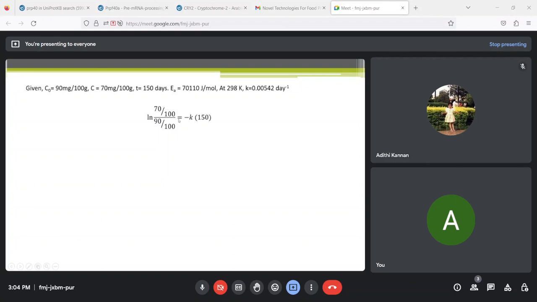So in order to calculate K, we are substituting all the other known values. So ln of 70 by 100, which is your C, divided by 90 by 100, which is your C0, is equal to minus K into 150. So from this, you can calculate K, which comes out to be 0.00167 day inverse. So this is the rate constant of decay at the storage temperature.